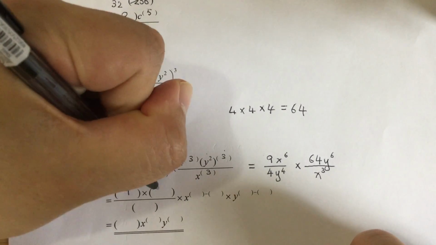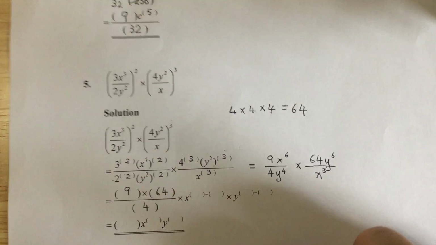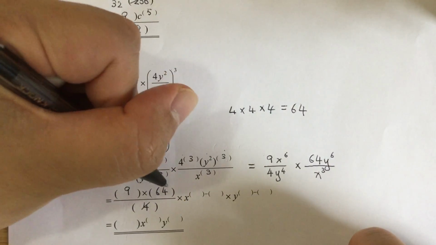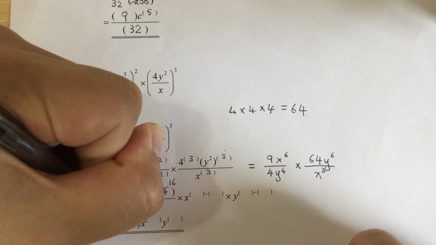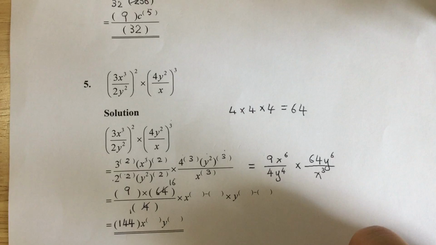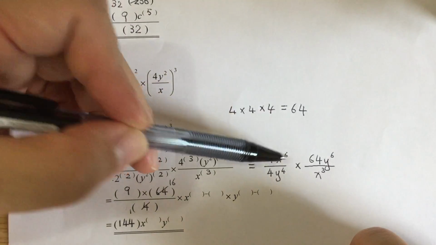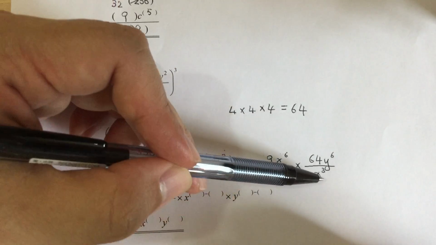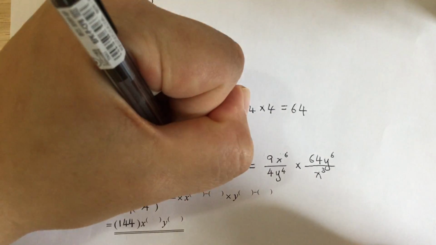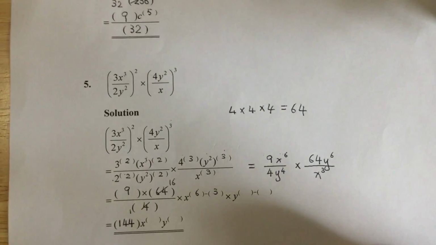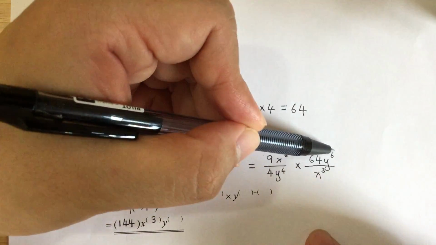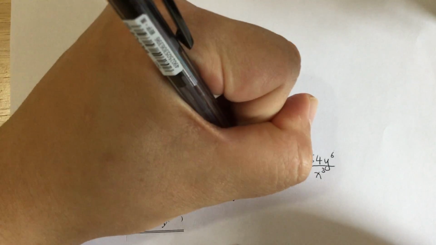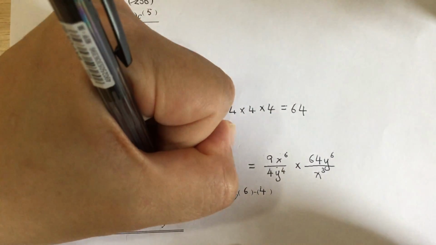That means 9 times 64 over 4. And then we can do the cancellation. 4 and 64 give 16 and 1. 9 times 16 is 144. So you can finish the number first. And for x, you will see 6 is greater than 3, so it will stay in the numerator part. So 6 minus 3, and you get x with the power 3. And for y, you will see once again 6 is greater than 4, so we have 6 minus 4, which is 2.